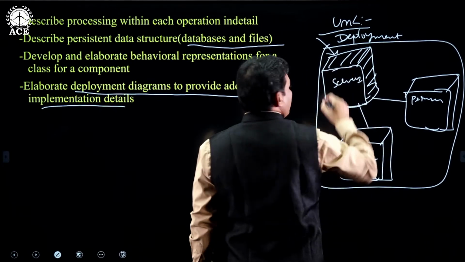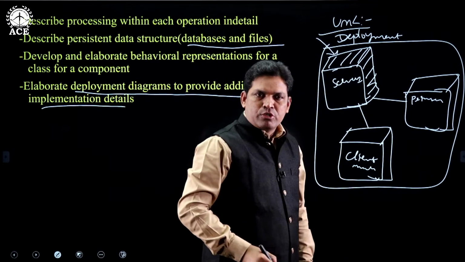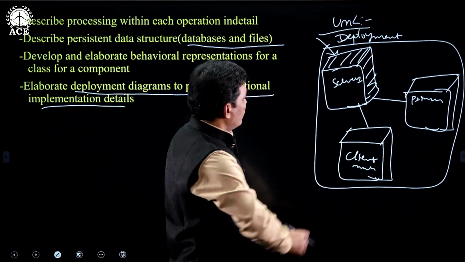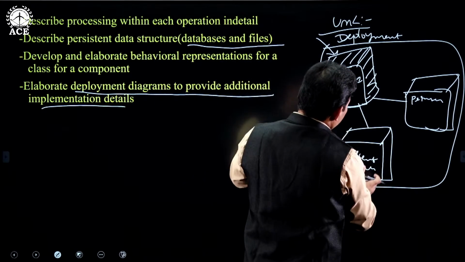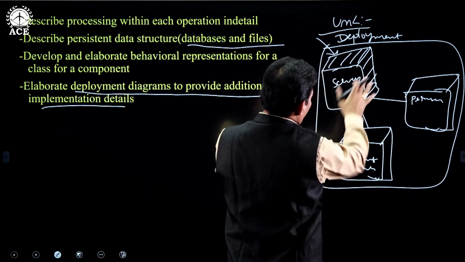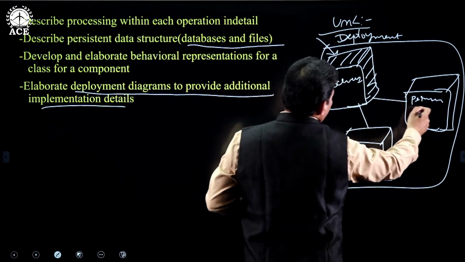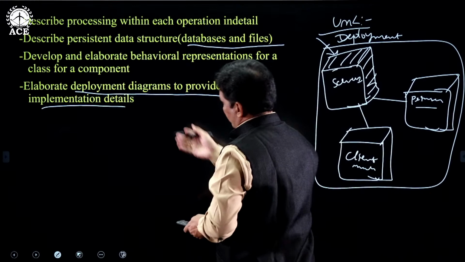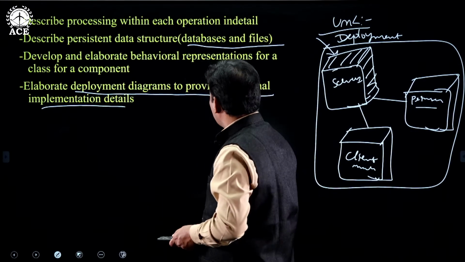On this server machine only, the components which were developed by the developers will be stored here. And the requests sent by the client will be processed. If a manager wants to take a print, they can take it using this machine. So that is how deployment diagrams elaborate to provide additional implementation details.